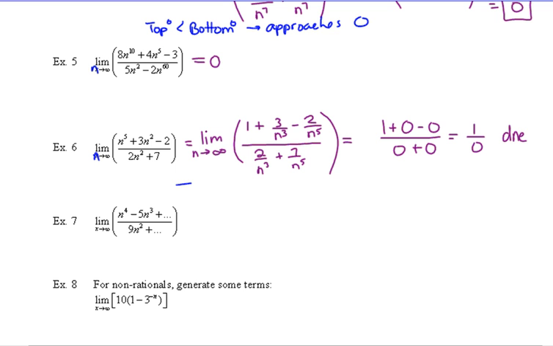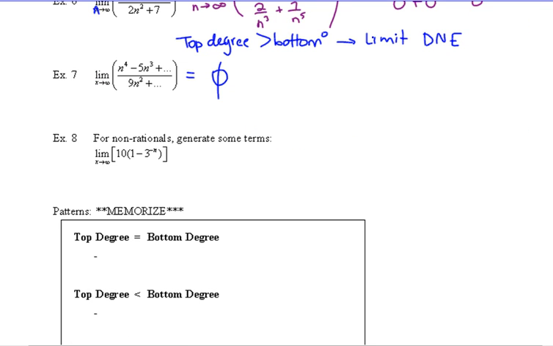So whenever the top degree is greater than the bottom degree, the limit does not exist. It's not going to approach some number. Basically approaches infinity. So the next example is top greater than bottom. Yeah, so the limit does not exist. And then if you have anything that's not rational, we're just going to generate some terms so you can see, okay, does it actually approach some number.